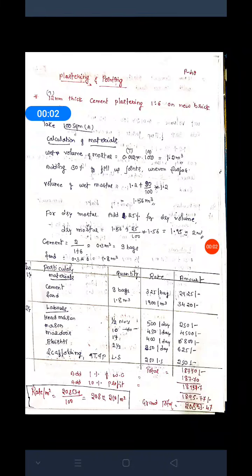Hello everyone. Today I am going to start with plastering and pointing. That is the rate analysis of plastering and pointing, of the third module.